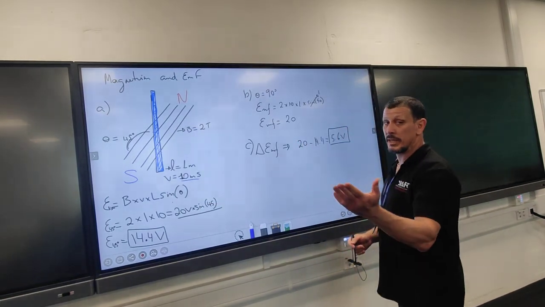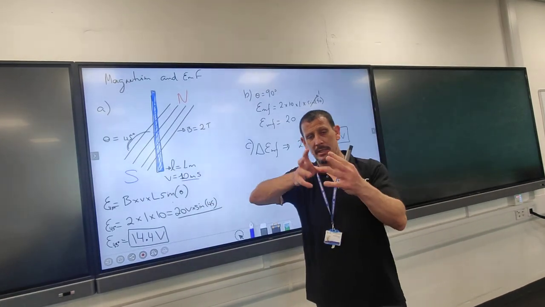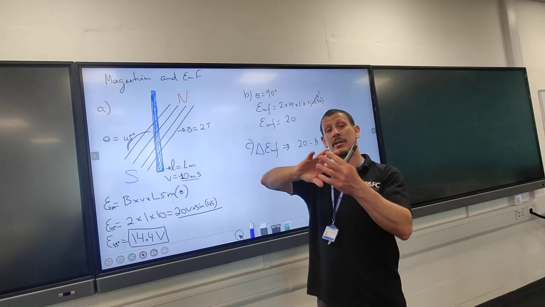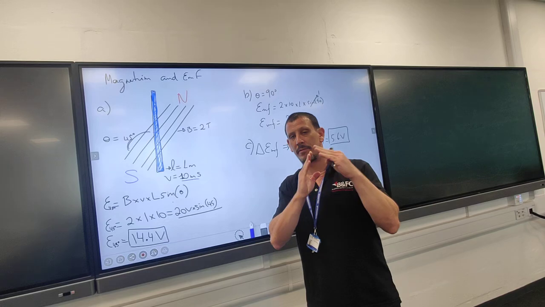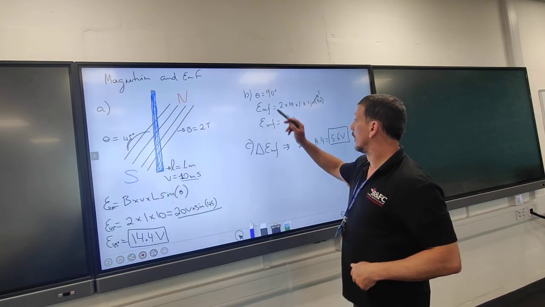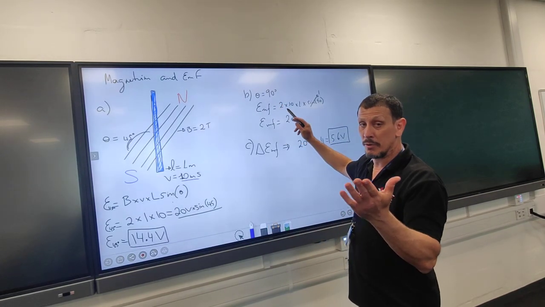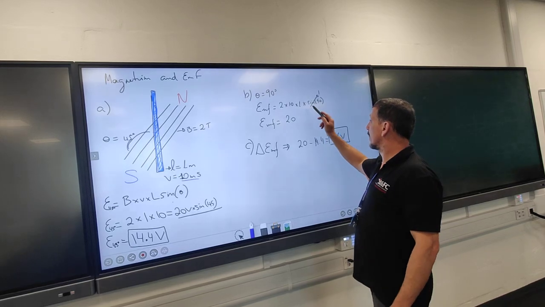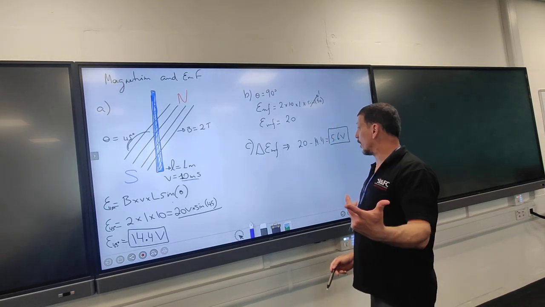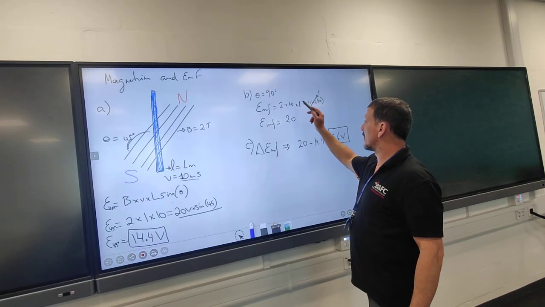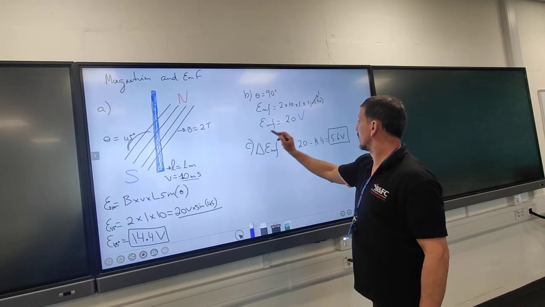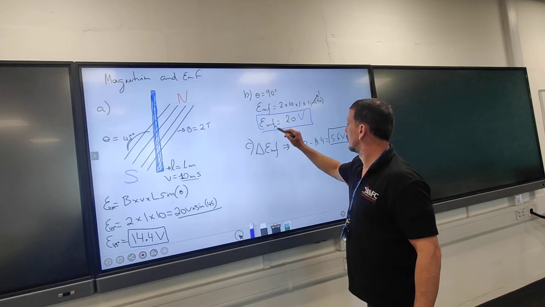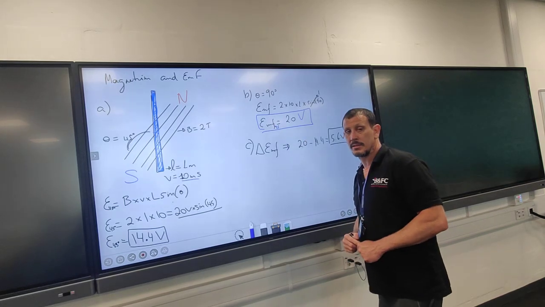However, the question then asks, what about when it's spinning in the generator? Now it's at an angle of 90 degrees, it's perpendicular, it's at maximum transfer of EMF. You're going to get the highest voltage. So what is now the new voltage? We work it out again, and we know that sine of 90 equals 1. Therefore, we just have 2 times 10 times 1 equals 20 volts. So the EMF at 90 degrees is 20 volts in this system.